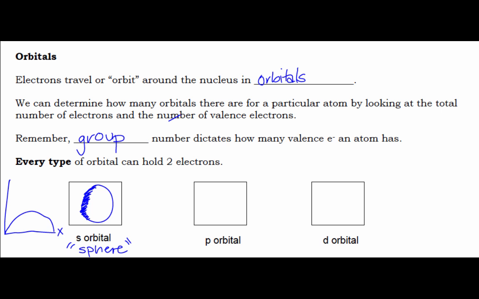A p orbital, that's a full wavelength. That's not a great example, but it's like if you took a full wave and you spun it around in three dimensions. It looks very much like an infinity symbol. You can shade that in as well and make it look a little bit three-dimensional. It's hard to do it on the computer. So we say the p orbital kind of looks like a peanut.